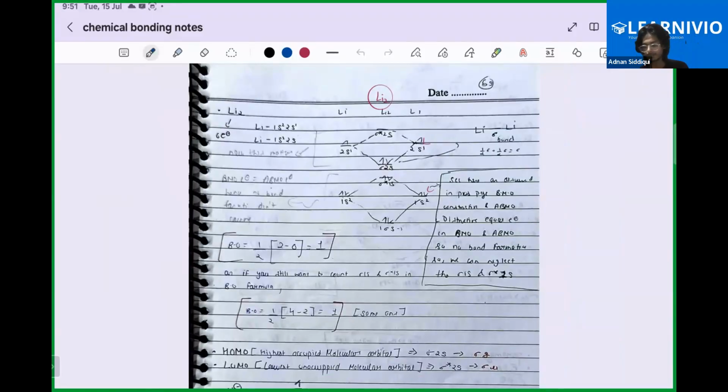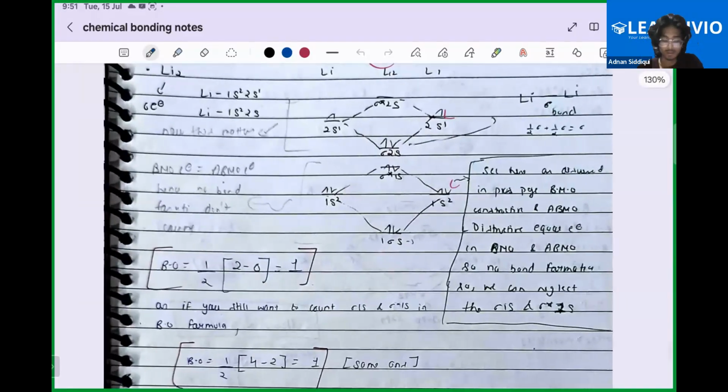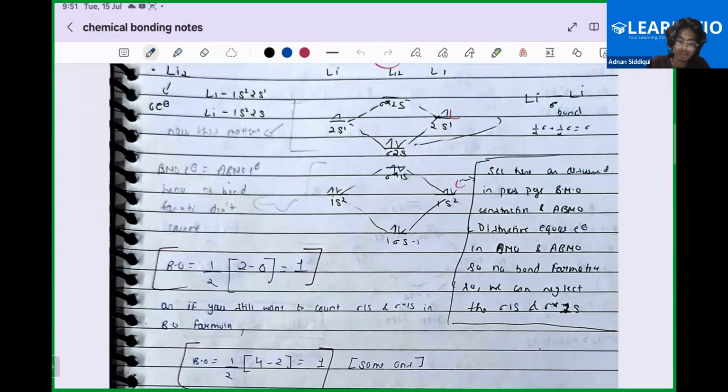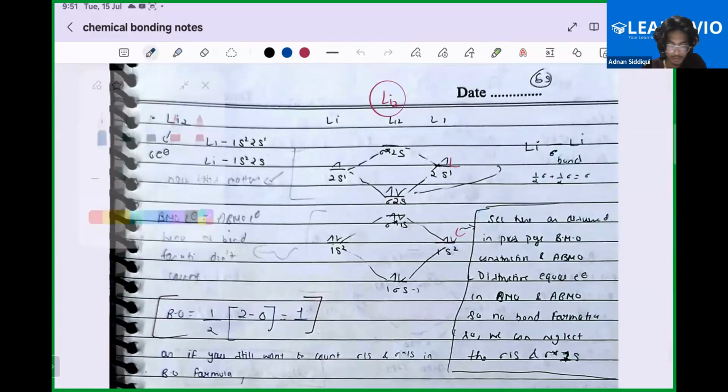Between which one? Which one is LUMO and which one is HOMO? You have to choose from molecular orbitals. First of all, do you know what are molecular orbitals and what are atomic orbitals? If I ask you, can you differentiate? I am marking this, this, and these. Which ones are molecular orbitals and which are atomic orbitals? The blue ones are molecular orbitals and the red ones are atomic. So you have to choose from the molecular orbitals.